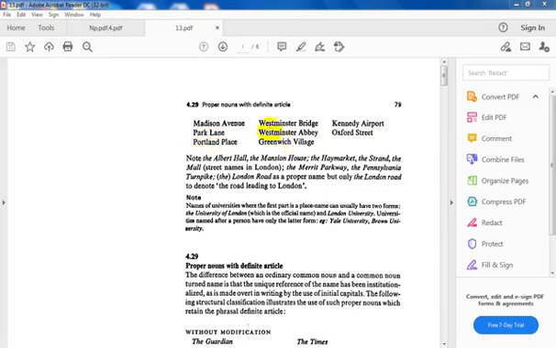But you see, all of them are without an article. But we have exceptions, like the Albert Hall, the Madison House, the Haymarket, the Strand, the Mall, street names in London, like the Merritt Parkway, the Pennsylvania Turnpike, the London Road as a proper name.